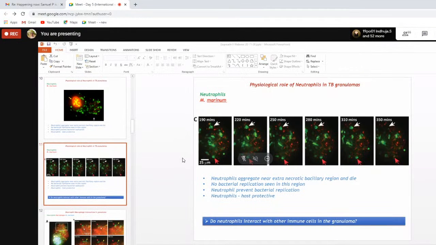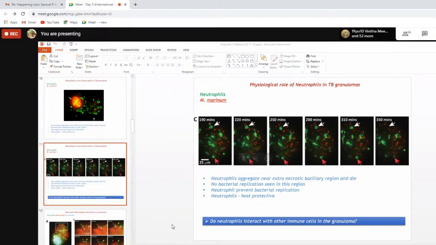So these are just still images from the movie that I showed you before. And here you can clearly see that over a period of time, which is noted at the top of each picture, neutrophils undergo lysis near the bacteria as shown by white and red arrows.